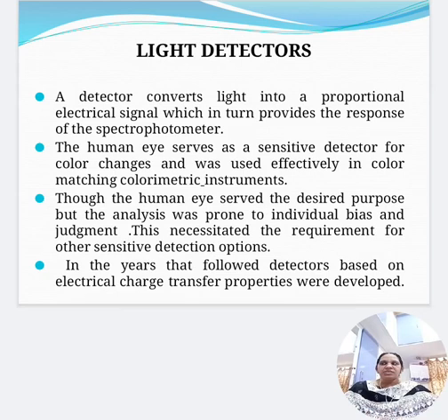Light detectors. A detector converts light into a proportional electrical signal, which in turn provides the response of the spectrophotometer. In other words, a detector is a transducer which is used for converting the electromagnetic radiation into electrons, and subsequently a current begins to flow in the readout circuit. That is the purpose of a detector.